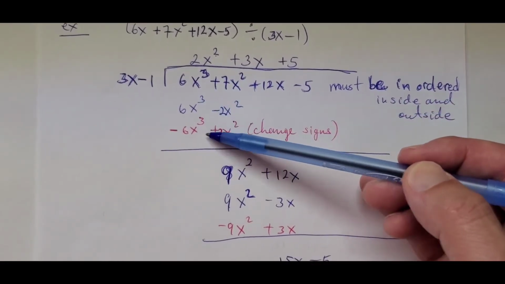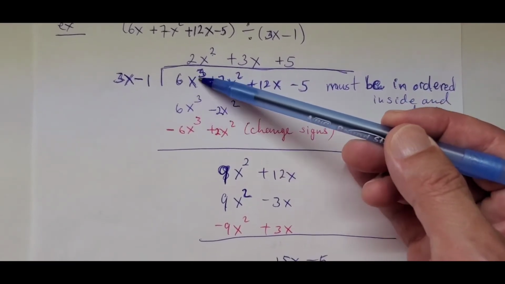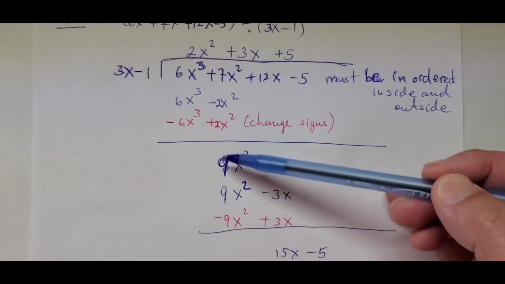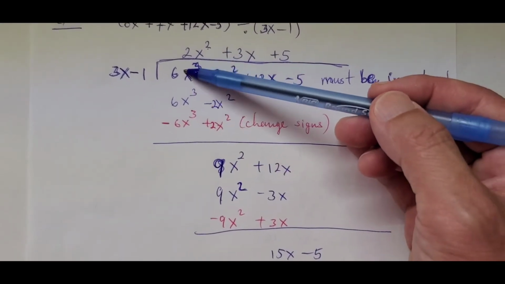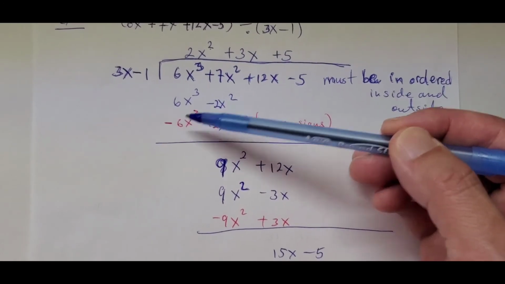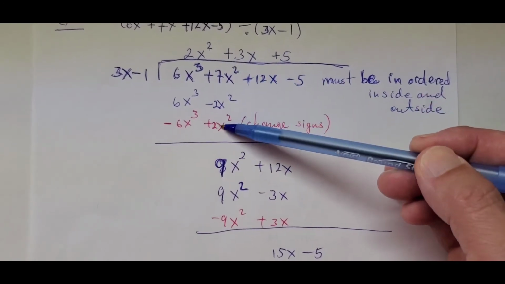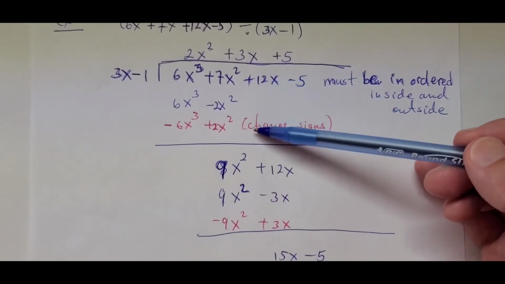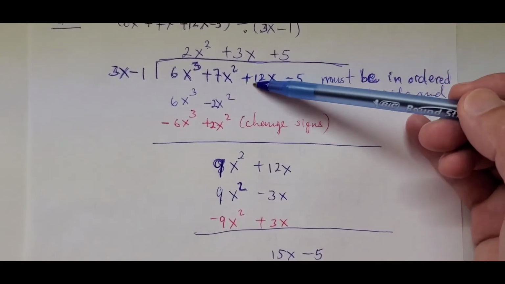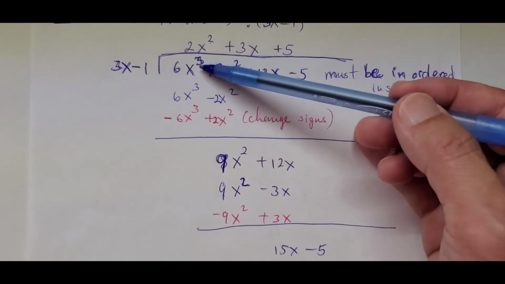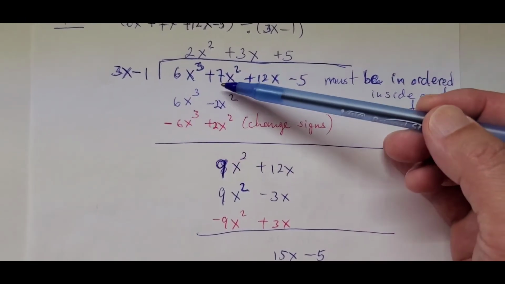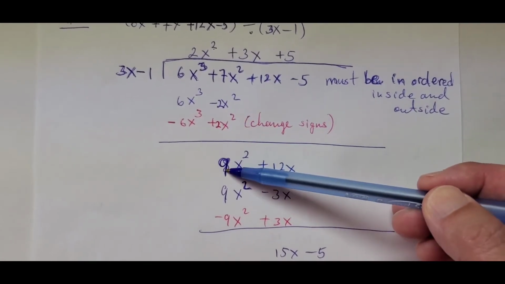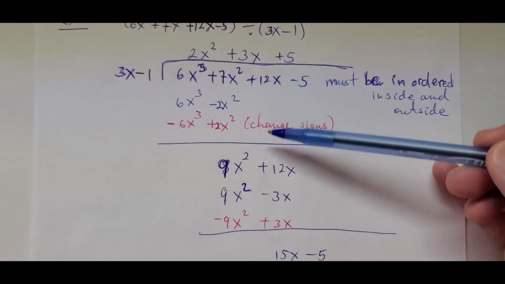So once you change the sign, 6x cubed cancels. 7 plus 2 gives me 9. One more time: 6 subtract 6 is gone. 7 plus 2 gives me 9. Next, bring down the 12x.